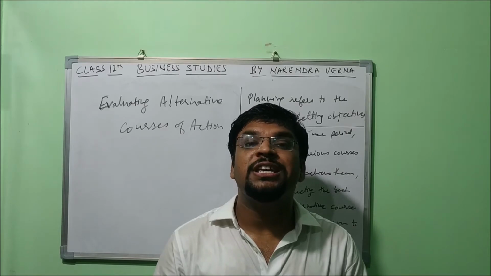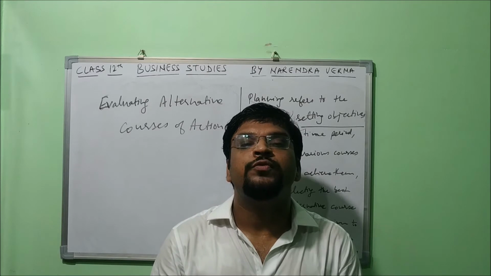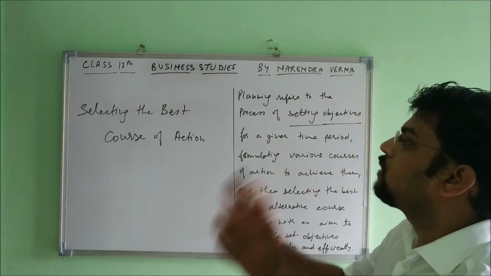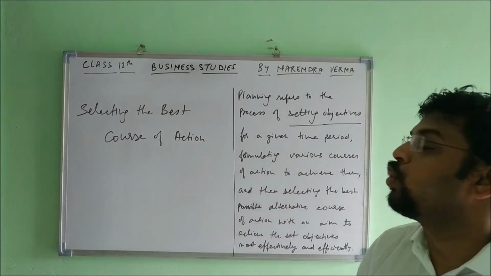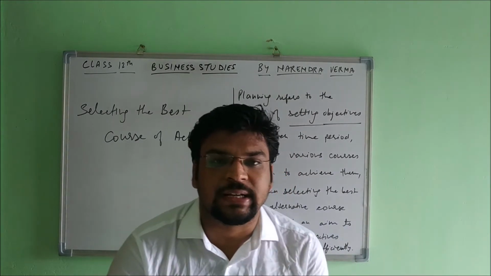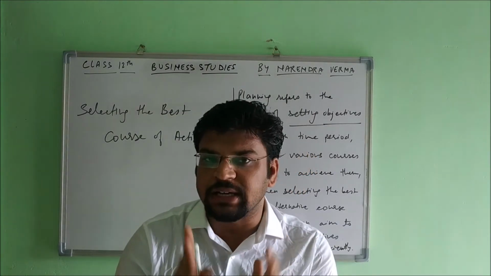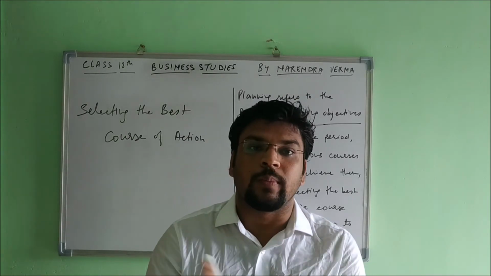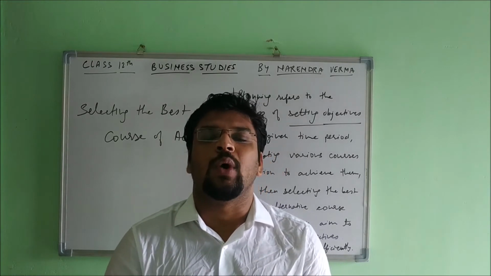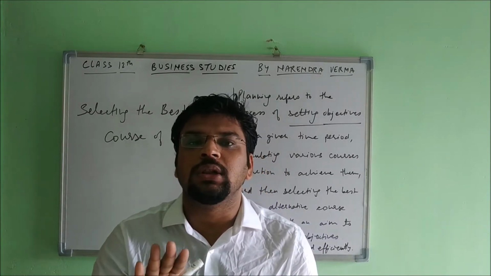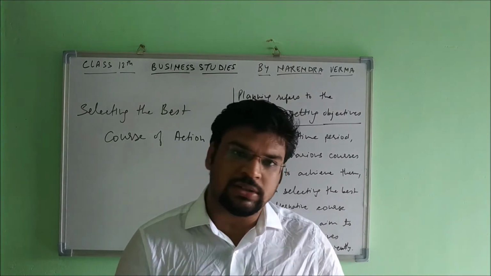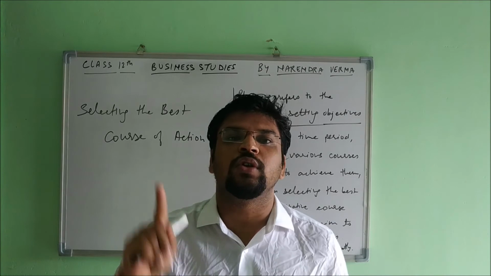So after doing the evaluation, we move to the next step. And what is the next step? The next step is selecting the best course of action. First we set objectives, then we developed premises, then we identified how many possible plans can achieve the same objectives, and then one by one we evaluated all the possible plans. Now we need to choose the best one, because the evaluation process is done only for this purpose.